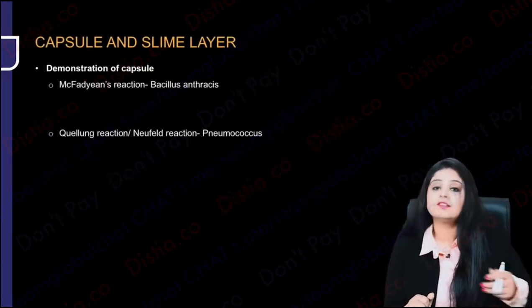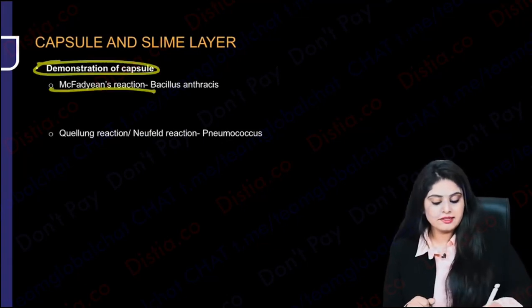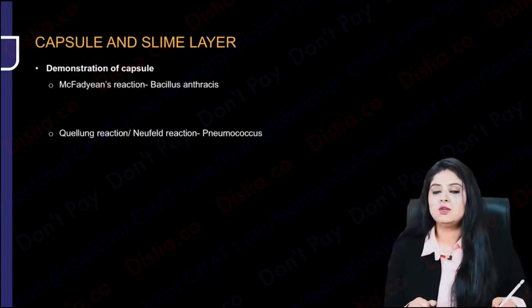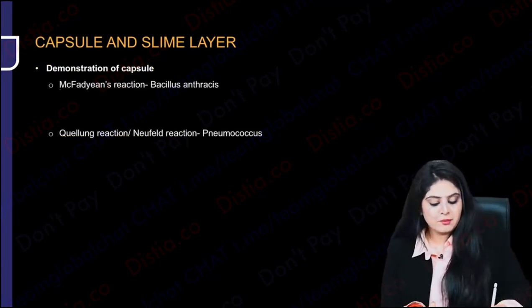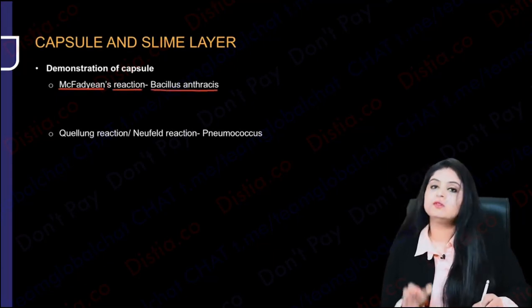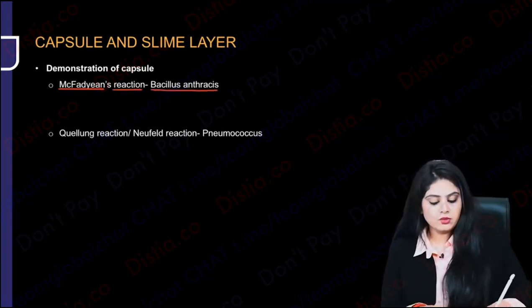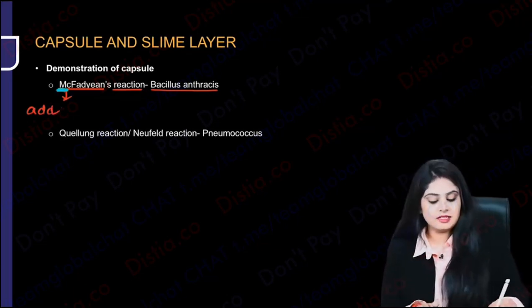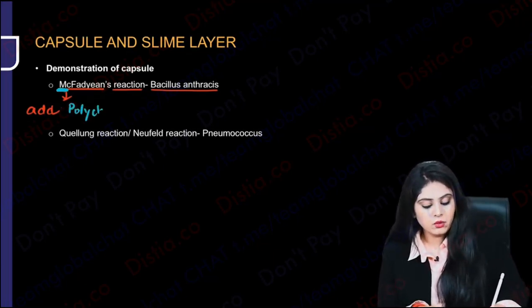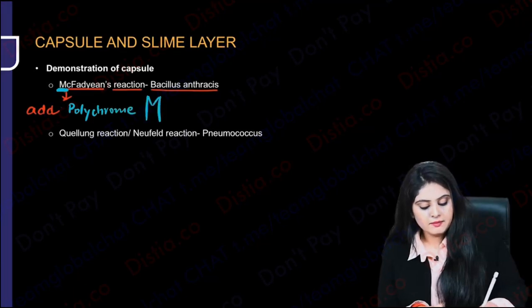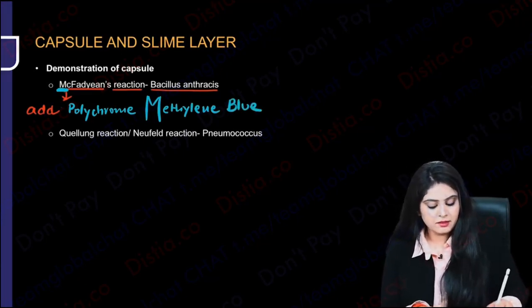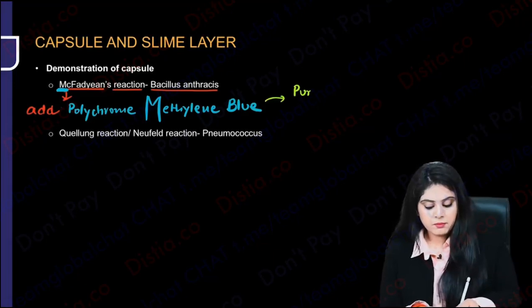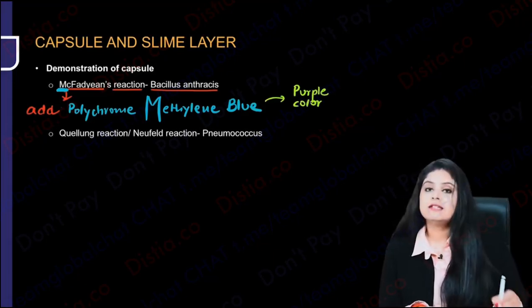So now when you're talking about this, how do I demonstrate? There are two very important tests in microbiology that you study, Mcfadyen and Quellung, and I'll give you mnemonics for it. For example, you want to do Mcfadyen's reaction for the capsule of Bacillus anthracis. What will you do? You will take the bacteria and add a stain. Think Mcfadyen, M stain. You will add polychrome methylene blue, because blue color means I'm going to get something blue out of it. It's going to give a purple color around the capsule.